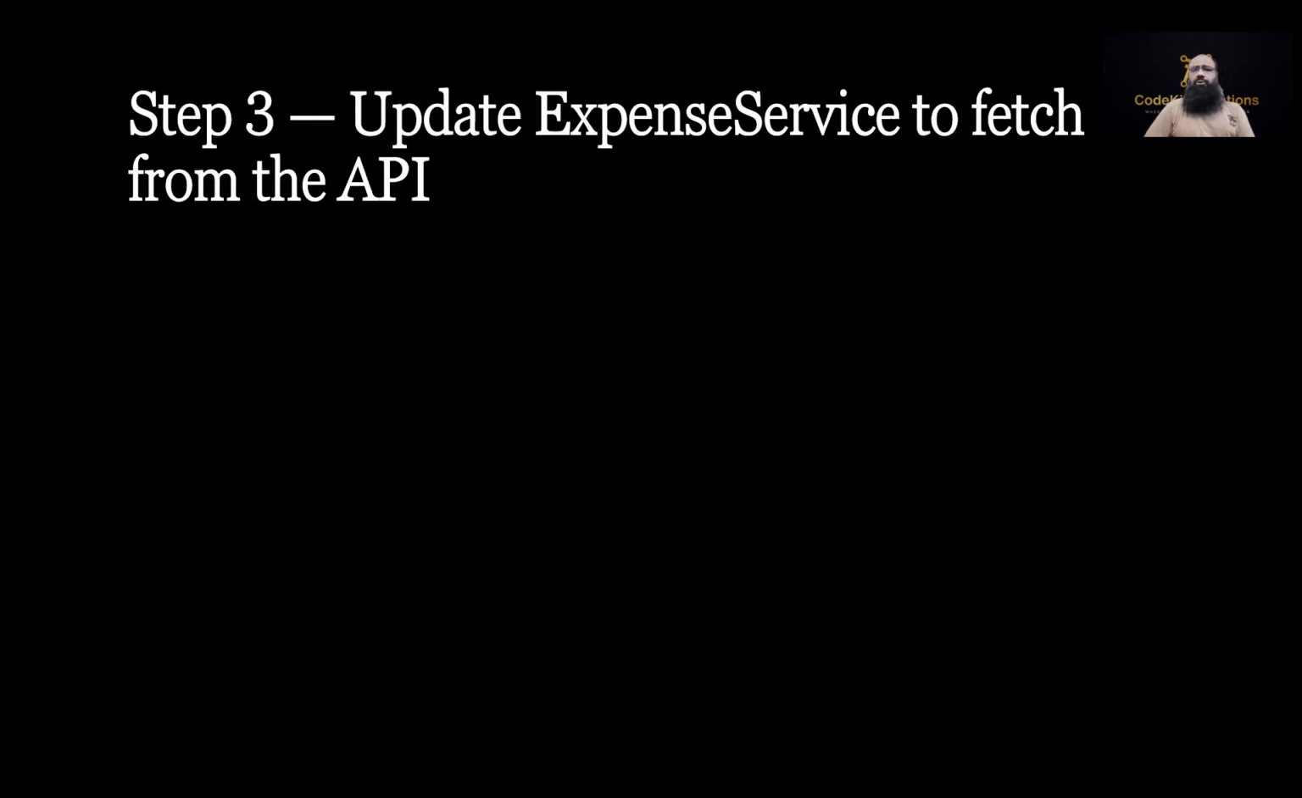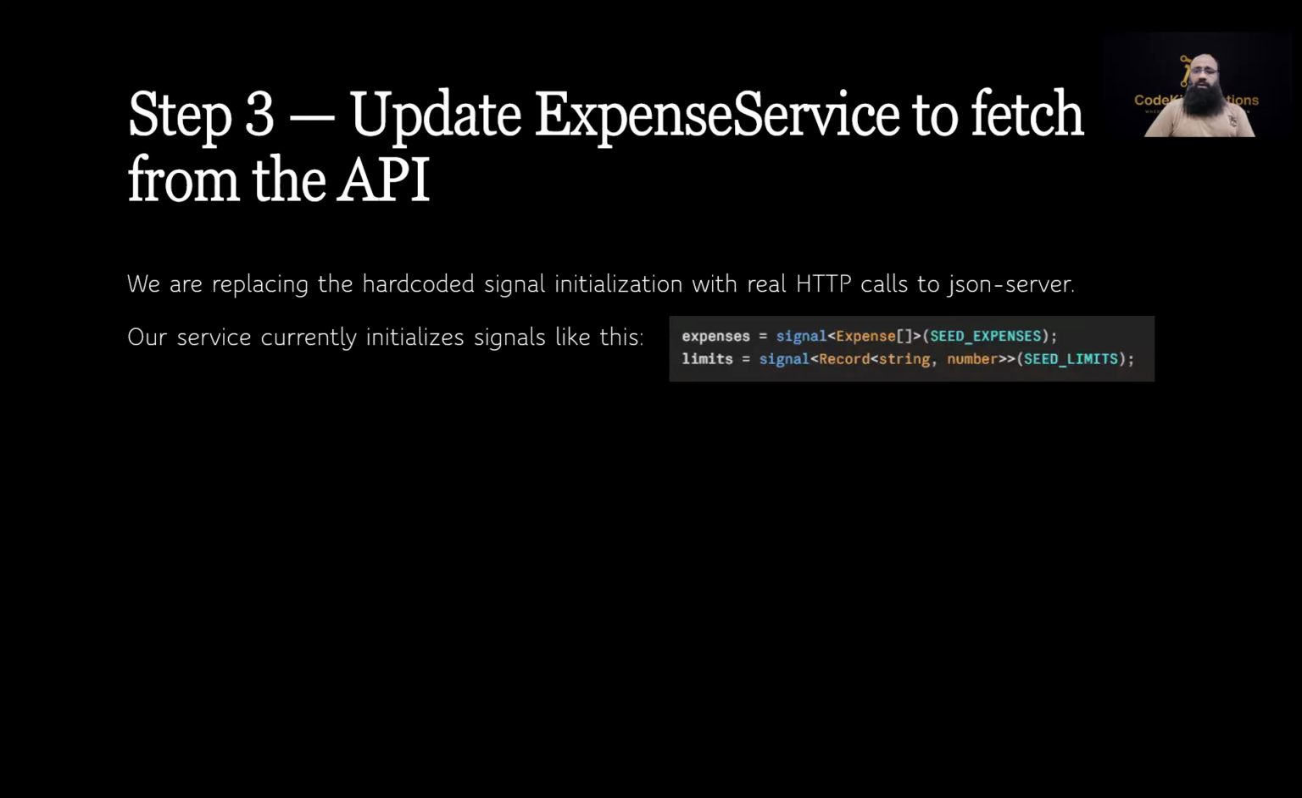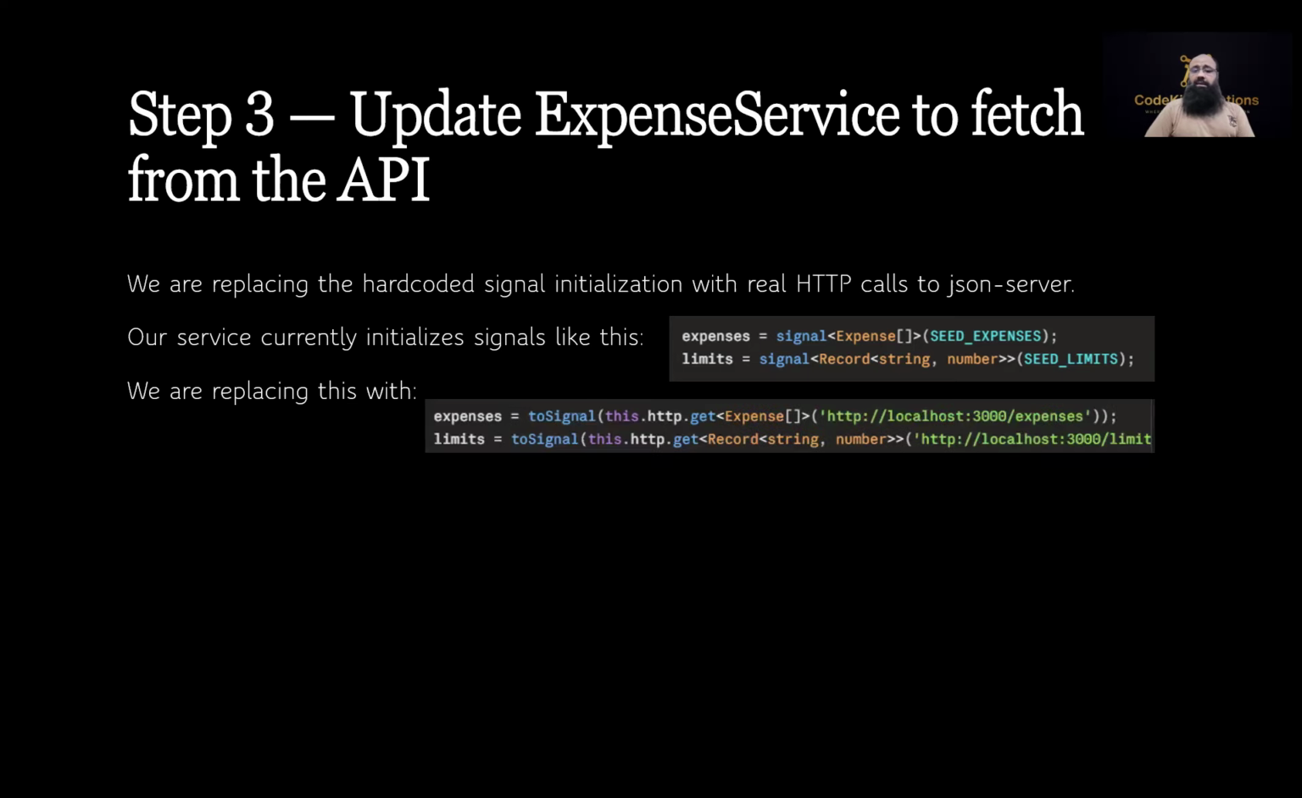Now, we need to update the expense service to fetch from the API. We are going to replace the hard-coded signal initialization within the service. I'll quickly showcase that to you. Currently, we are setting the expense signal using the seed expenses and the seed limit. These are going to be replaced with this API call, which we have already seen, using toSignal.